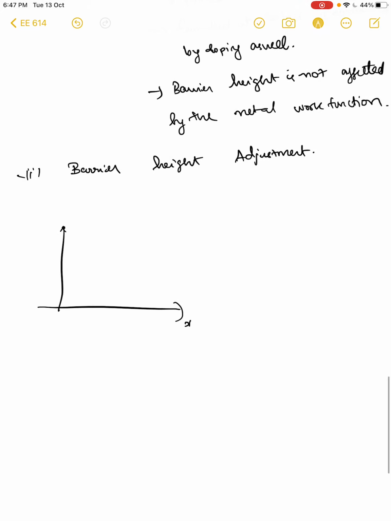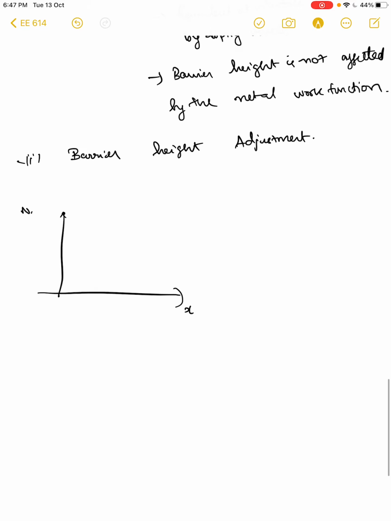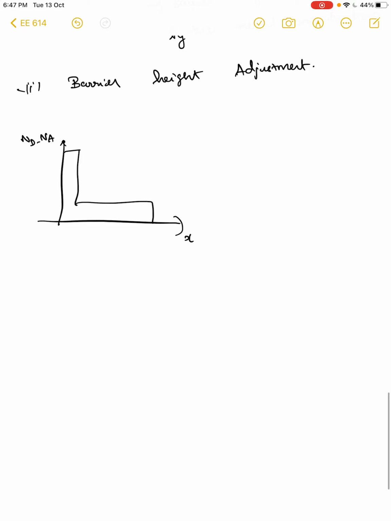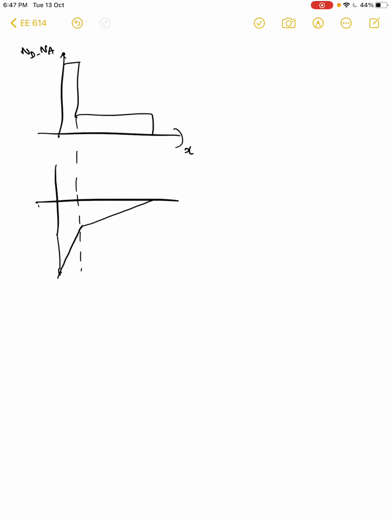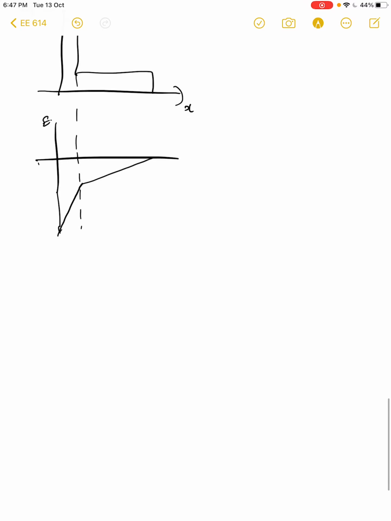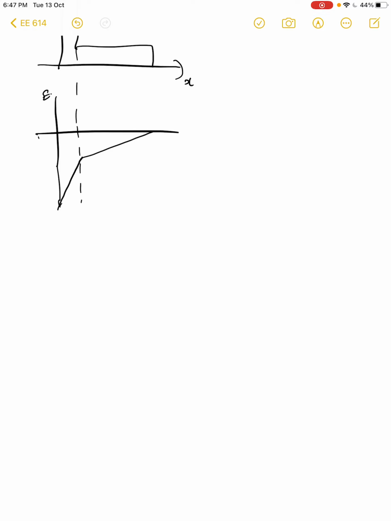This is x, the distance from the interface, and I am plotting Nd minus Na, the donor doping density minus the acceptor doping density. Right? If I have a profile of this sort, can you estimate what kind of field I will have? Right? So I will have a very steep field till here because you have a very high doping density, right? And then I will have a moderate slope here. Now this very high electric field at the interface leads to a potential or barrier profile something like this.